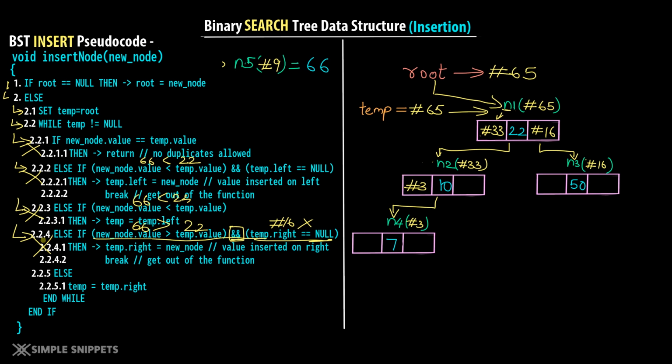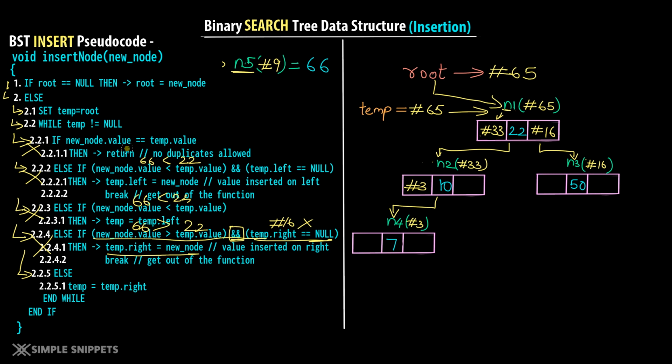And of course this is right. We don't have to go inside this else if because this else if is doing the insertion over here. We said temp.right equals new node. But you cannot insert n5 below n1. You cannot do that because n1 already has a right child of n3. So then we come to the last else part and we say temp equals temp.right.